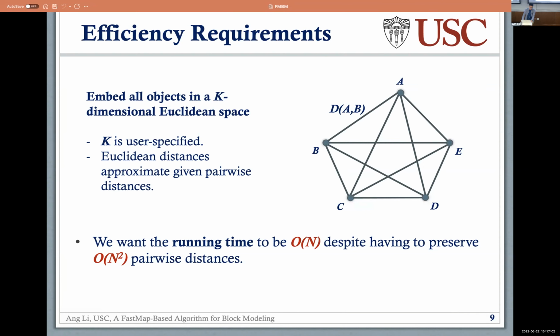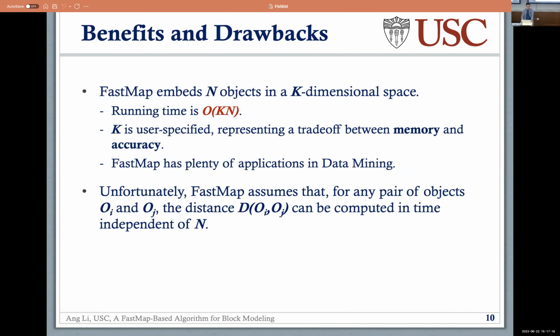So what efficiency requirements do we want here? We want the running time to be O(n), while we also want to preserve the O(n) square pairwise distances at the same time. And FastMap can achieve this. The details can be found in the paper. So I will simply summarize the benefits of FastMap. FastMap embeds n objects in a k-dimensional Euclidean space. The running time is O(nk), where k is user specified, representing a trade-off between memory and accuracy.